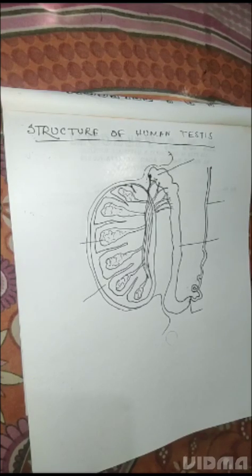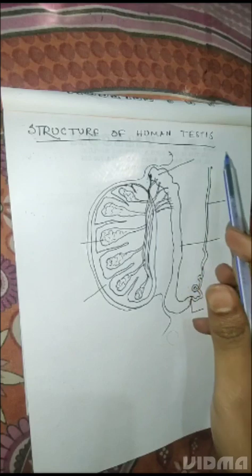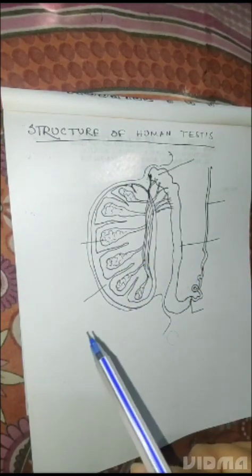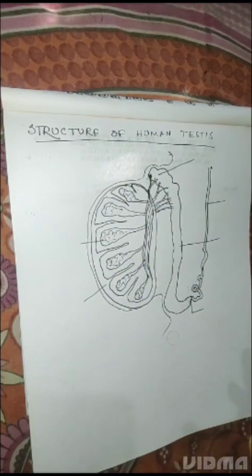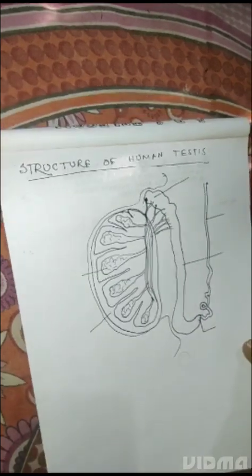So students, today we are discussing the structure of a human testis. This is quite a simple structure. You just have to remember two or three things. This is the basic structure of a human testis.